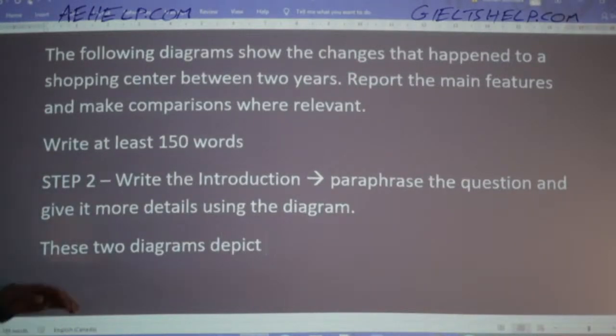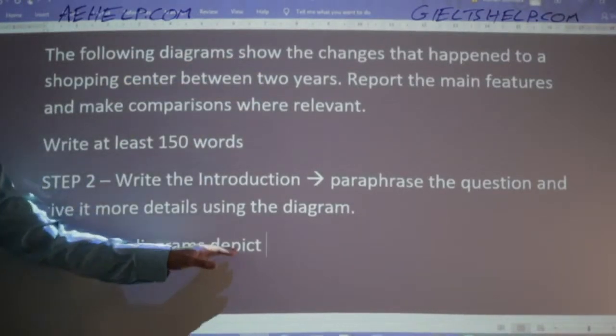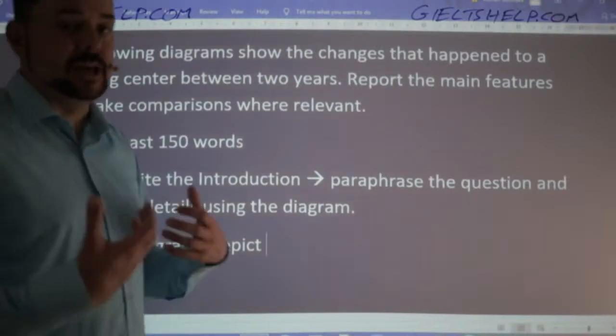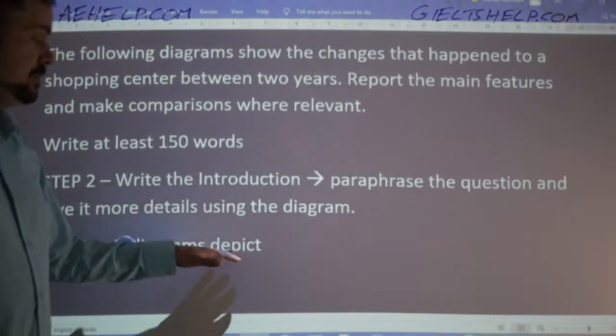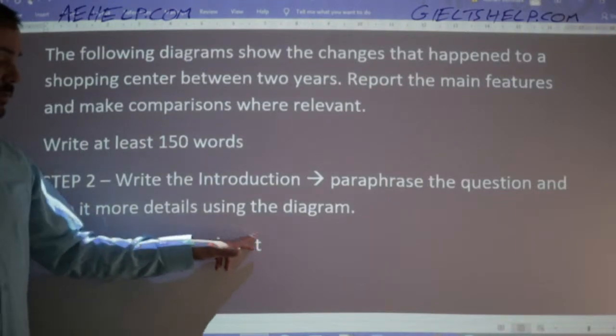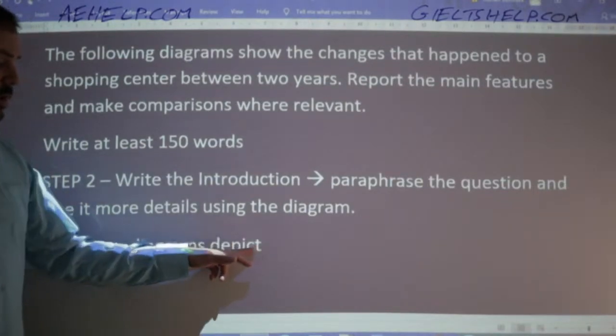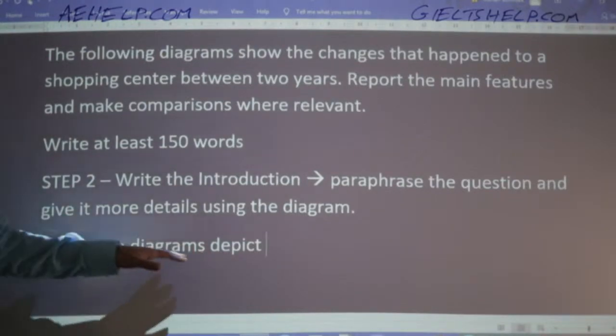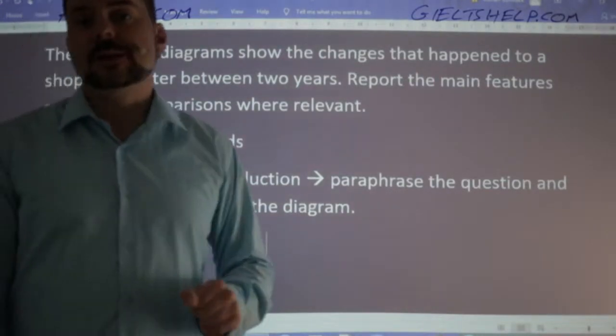And instead of the word show, I'm going to use the word depict. I really like the word depict for diagrams because they are actually pictures. And depict, the root here, pict, meaning to show a picture. So it looks really good. So these two diagrams depict, okay?